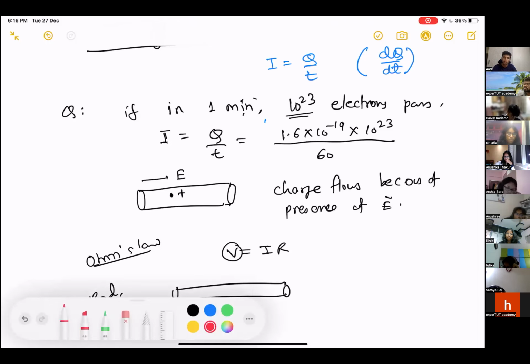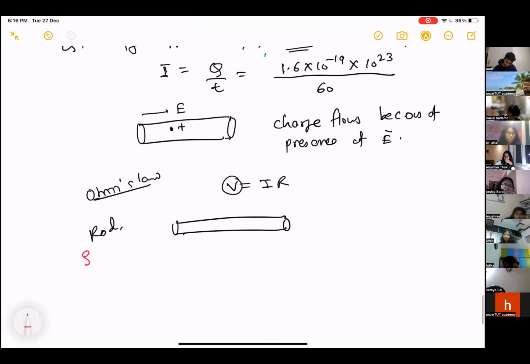The parameters of the rod are such that the resistivity is rho. So this is called resistivity. The length is L and the cross section area is A. The resistance of this rod is rho L by A. And also we will be doing some dimensions.